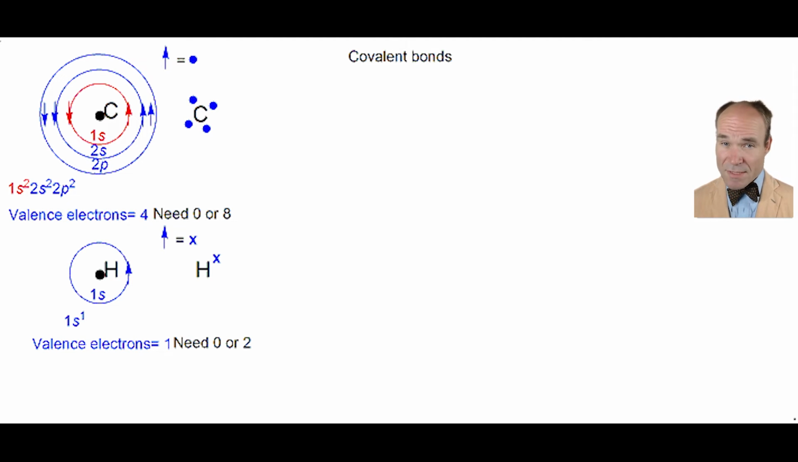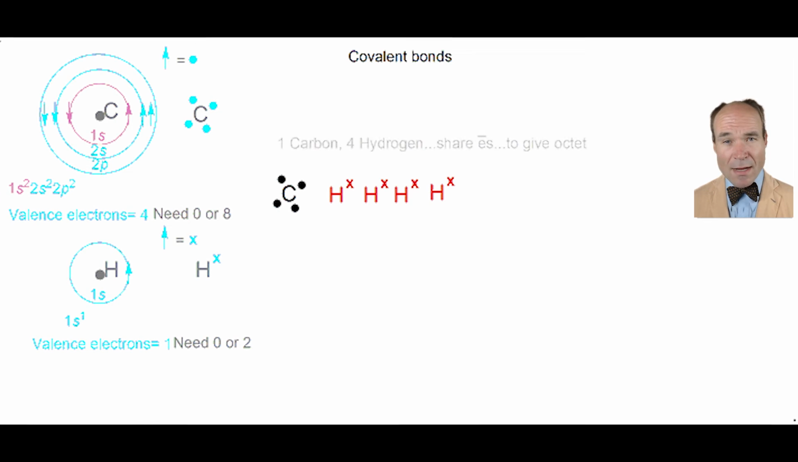How do we meet the octet rule for each atom? 1 carbon and 1 hydrogen won't do it. 1 hydrogen offers 1 electron, but the carbon needs 4 electrons for stability. So we require 1 carbon and 4 hydrogens, where each electron from each hydrogen is involved and is shared with the carbon. The carbon has 4 electrons to share with 4 hydrogen atoms.